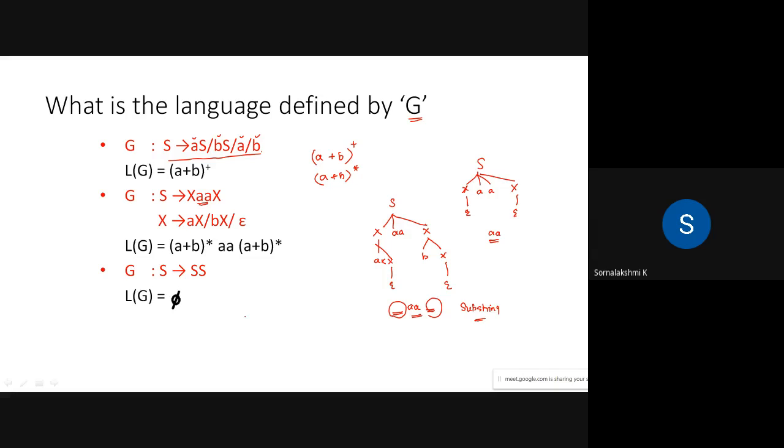So the language generated is what? (a or b) occurs zero or more times, aa is sandwiched in between, (a or b) occurs zero or more times. So aa should occur. It's mandatory to occur somewhere in the string. Okay, so this is the language generated.